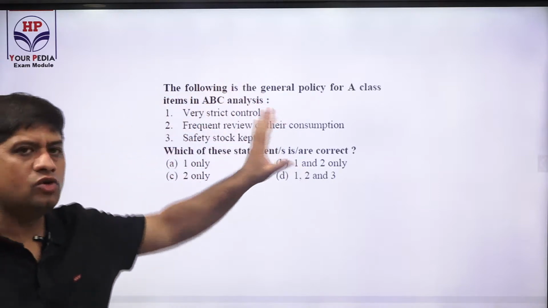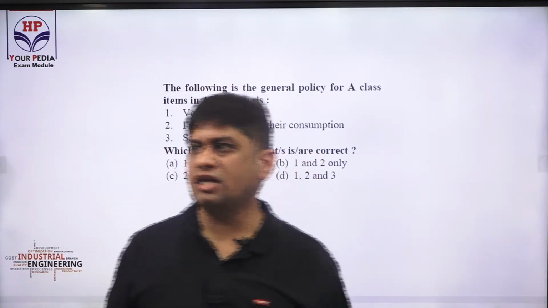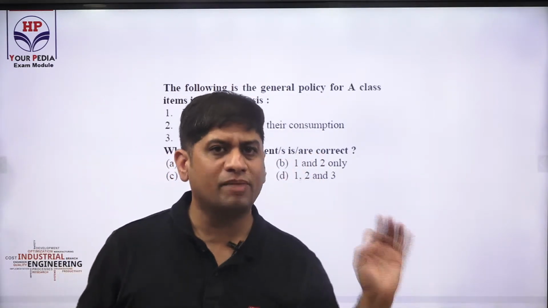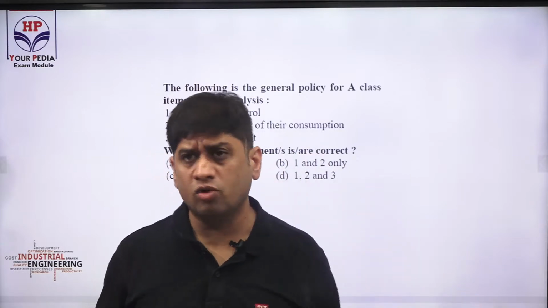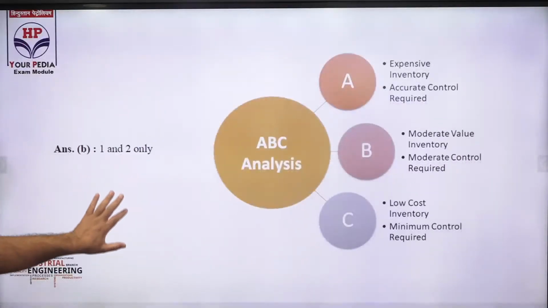A items I do not want to stack at home. Which items are kept in the maximum number in inventory? C items. I don't want to keep A items. So that is the point for this. 1 and 2 only.